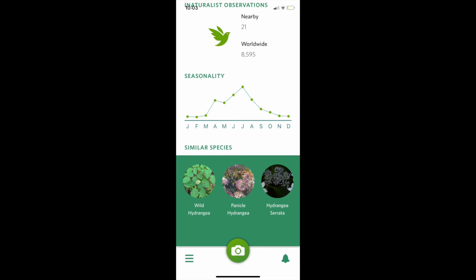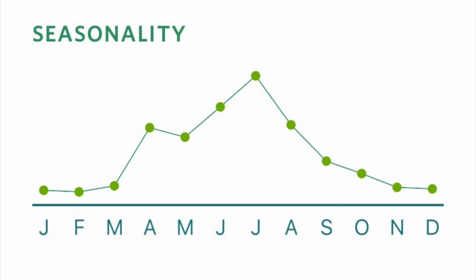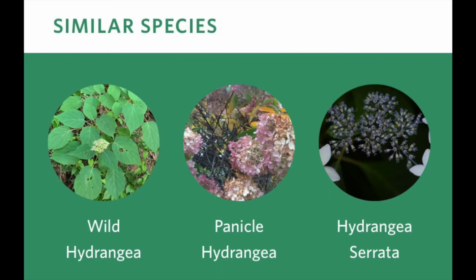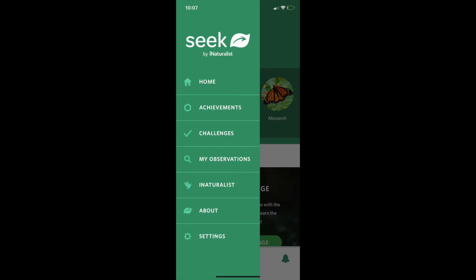And if I scroll down, I can also look at how many observations have been made. And where it says seasonality, that's a chart that shows you how many are identified during each month of the year. So you can see when am I most likely to see this species. And it looks like for me that would be July. Scroll down even further and you can see that it will show you similar species, and it shows you a picture and the name, and you can of course click those species to learn more about them.